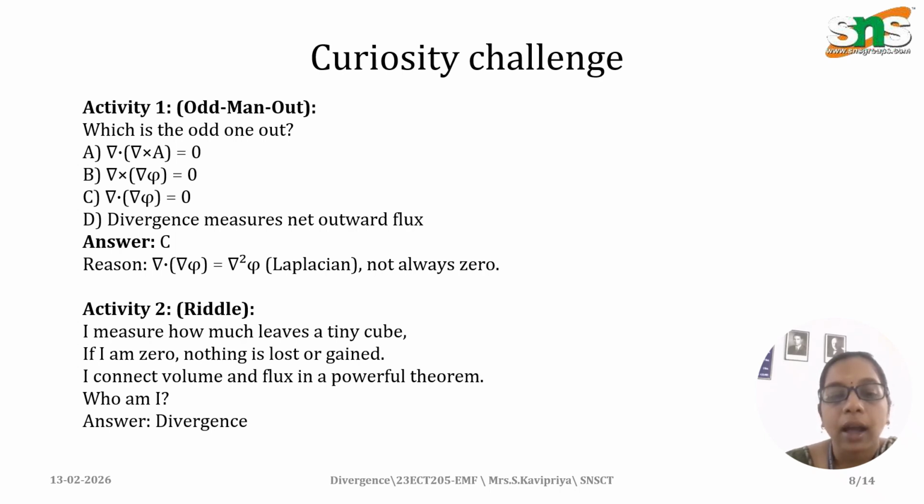The second riddle is: I measure how much leaves a tiny cube, and if I am 0, nothing is lost or gained. I connect volume and flux in a powerful theorem. Who am I? It is nothing but divergence. Divergence connects the volume and the surface, and it also connects the flux. So the net flow of flux is equal to the volume integral of the divergence of a vector. This is the divergence theorem.